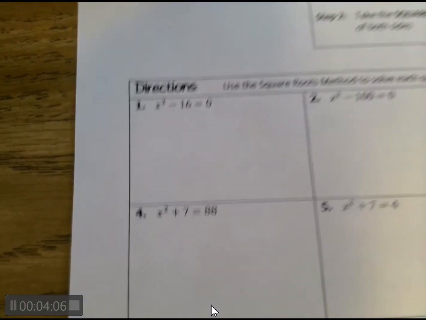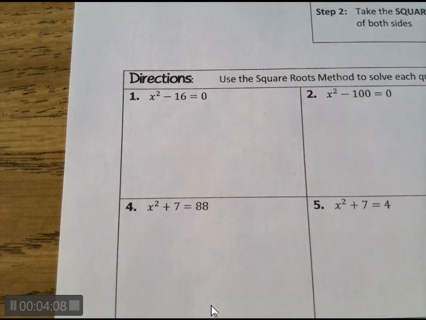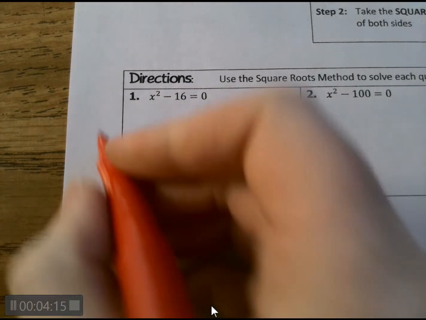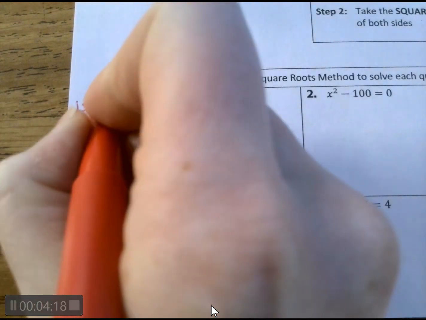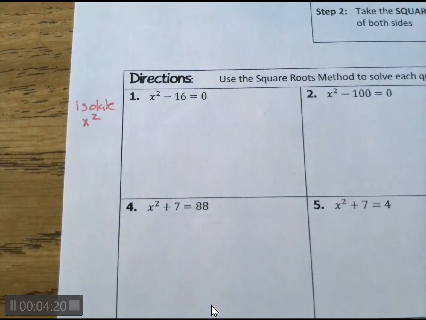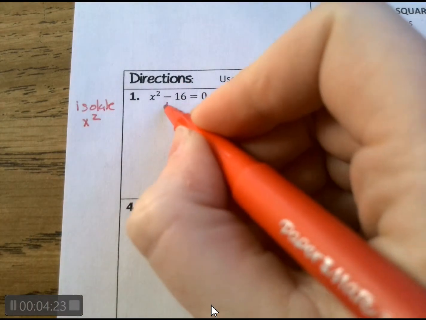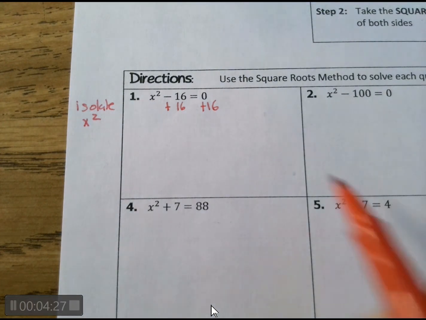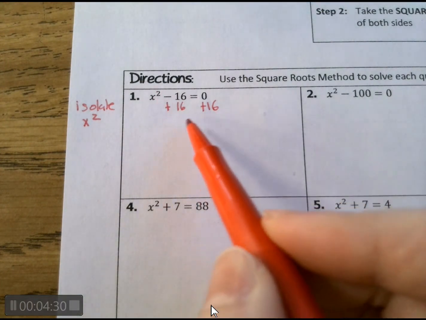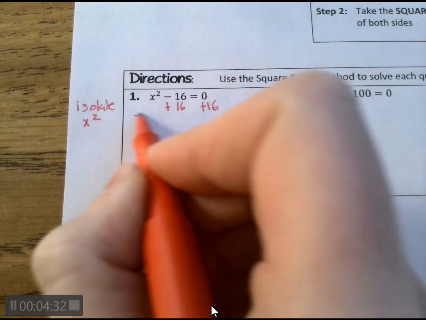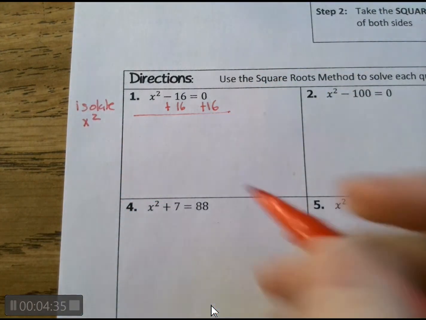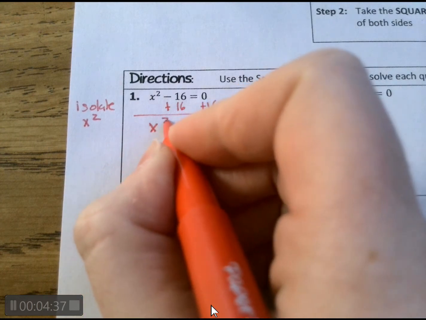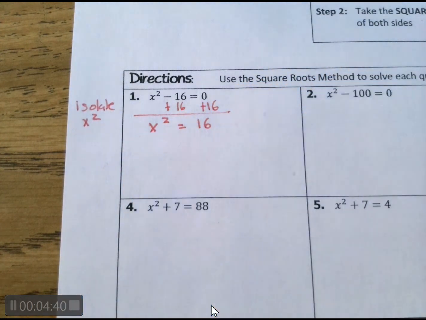Because the more examples we do, the better we're going to get at it. Alrighty. So we have x squared minus 16 equals 0. So step 1, isolate x squared. Alright, so we need to add 16 to both sides. Because remember, to get x squared by itself, we got to do the opposite of whatever is there. So because it's minus 16, we got to add 16. So we're left with x squared equals 16.